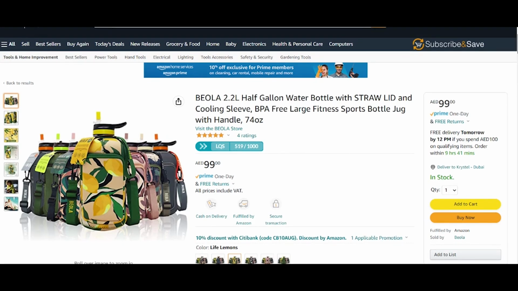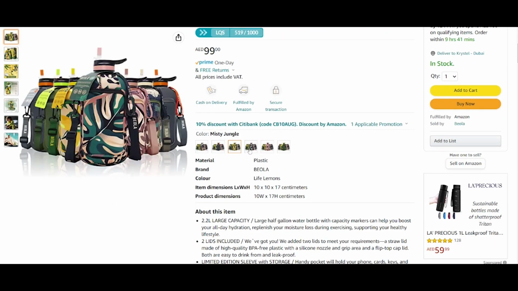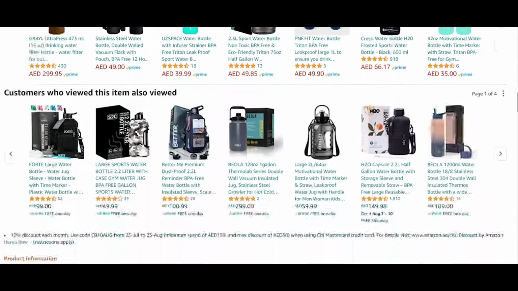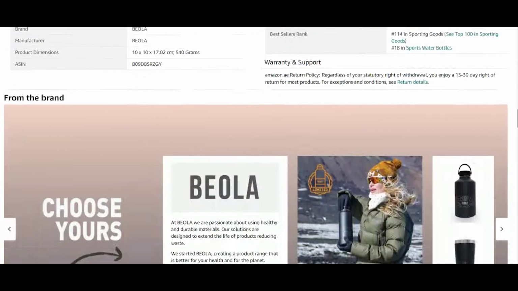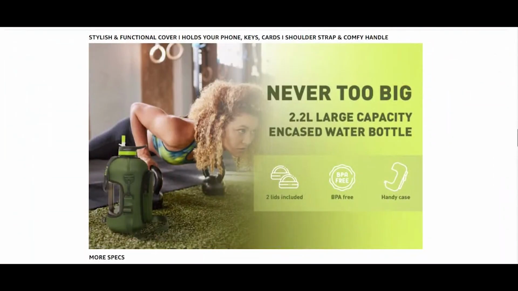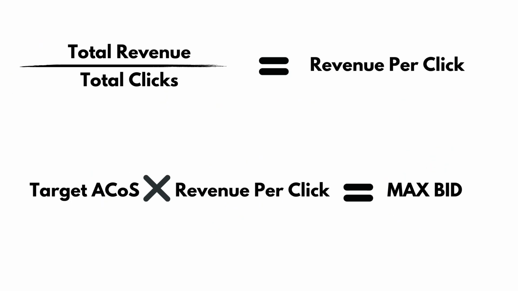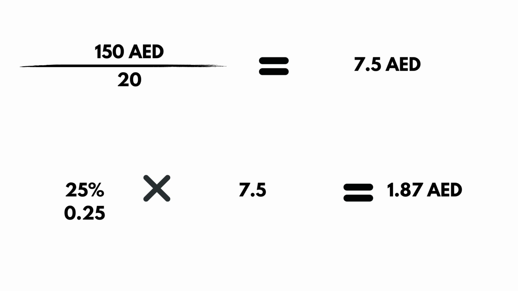Let's say that you're selling this product, and we're going to be looking at one particular keyword for this product, and let's say it's the keyword water bottle. So we were able to get from a particular campaign that focuses on this particular keyword, we were able to get 150 dirhams in revenue and 20 clicks, which means our revenue per click is 7.5 dirhams. Now, our target ACOS is 25%.